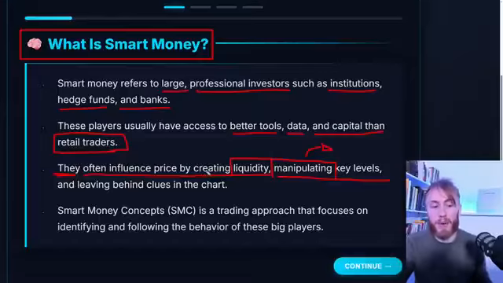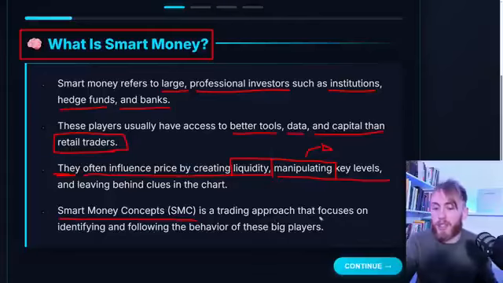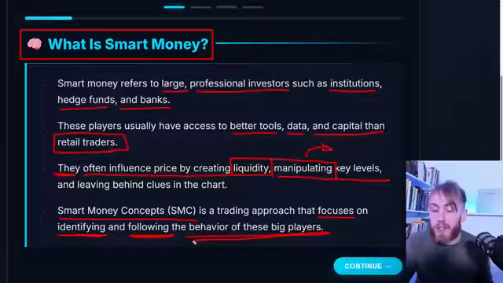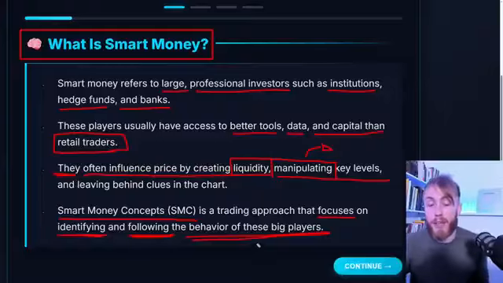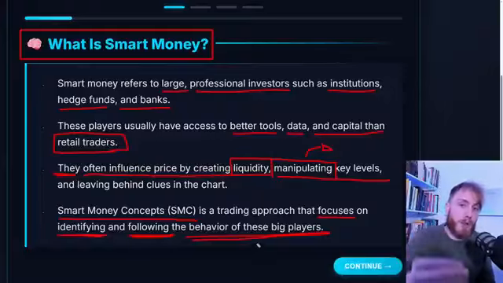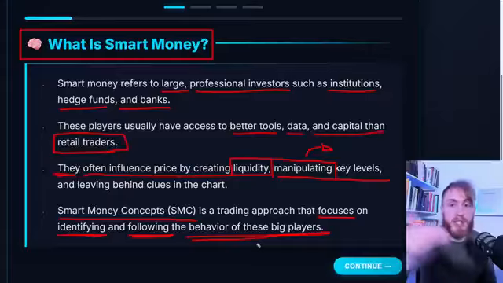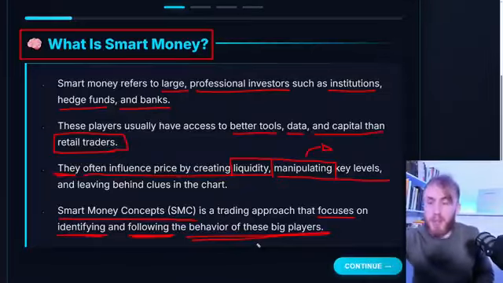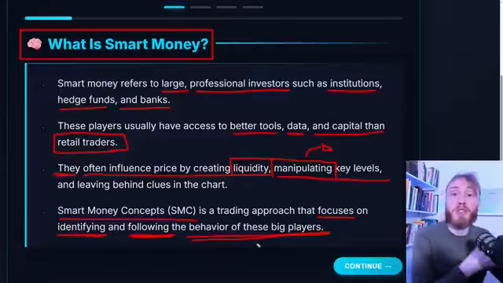concepts in this video. But here, smart money concepts are basically a trading approach that focuses on identifying and, even more importantly, following the behavior of the big players. So think about it. If we can learn how smart money trades, in which direction, what patterns they are looking out for, what concepts they are using, right? That is where smart money concepts comes from.